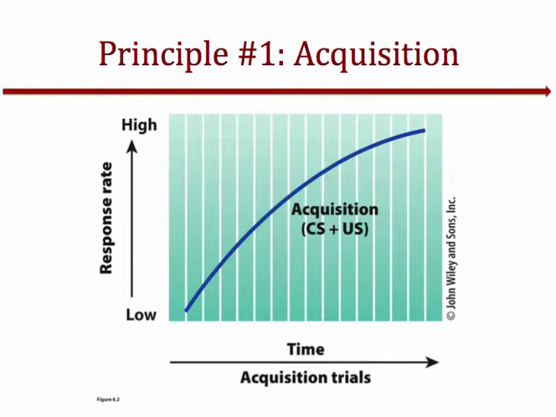Okay, this is the pairing of these two stimuli together so that the CS comes to acquire the same properties of the US. And as you can see here, as you increase the number of trials, you also increase the response rate. So in the classic Pavlovian example, the more times the bell and the meat powder were paired together, the more salivation the bell was capable of eliciting from the dog.